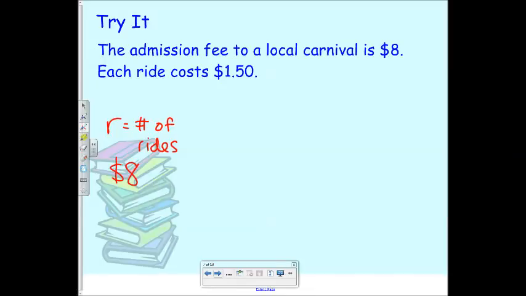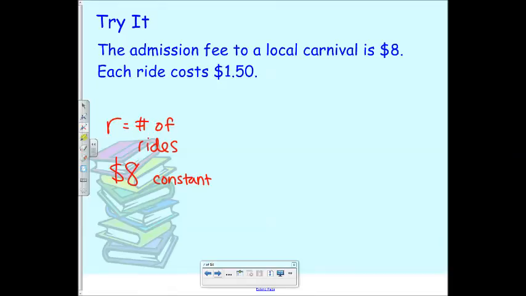Okay. The $1.50, which is the price of the rides. So $1.50 is the price of the ride. Is that a constant? Why? It depends on how many rides you go on, right? You could feasibly go to a carnival and ride 0 rides, but you could go to a carnival and ride 22 rides, right? So you can change the number of rides that you go on. It just depends on how many you choose to do, right?